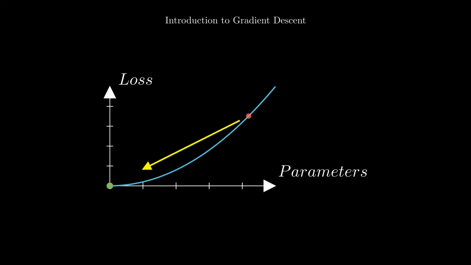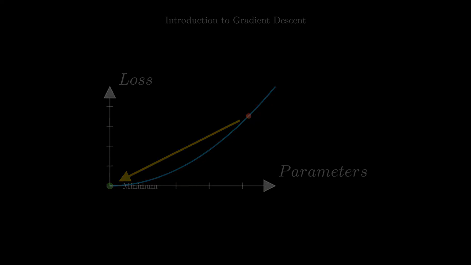Now, let's see gradient descent in action. We start here at a high loss value. The algorithm takes small steps, following the slope of the curve, gradually moving downward. This point here is the minimum. It represents the best set of parameters with the lowest possible loss. Now that we've seen the basics of gradient descent, let's dive deeper into how it calculates these steps.